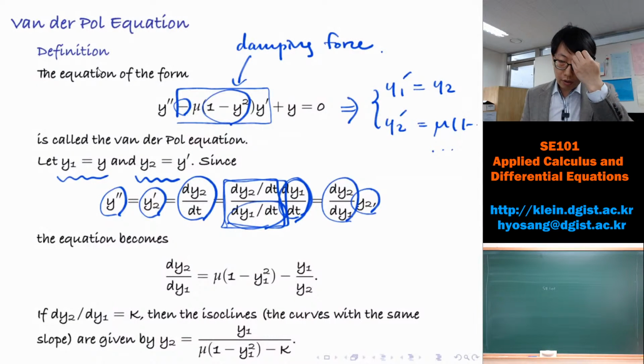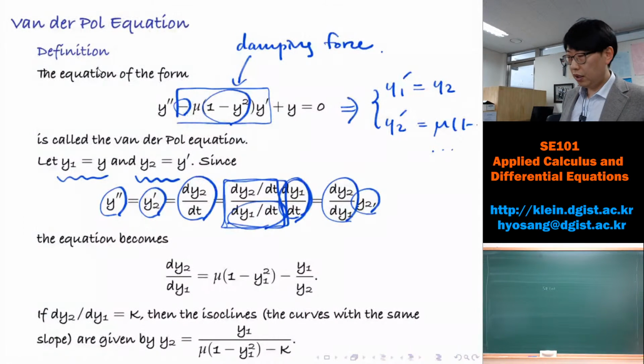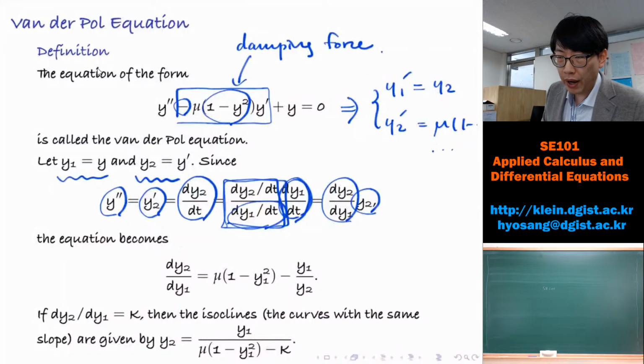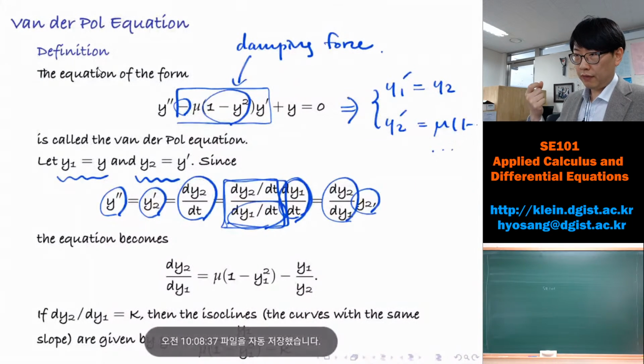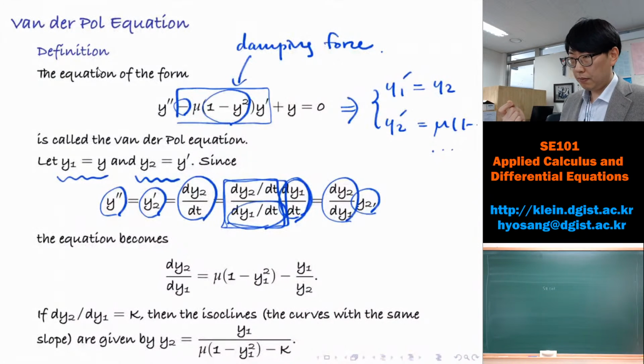So you might wonder, what's the meaning of derivative of y2 in terms of y1? Because y2 and y1 come from the same function y, right? In this case, we are considering y1 and y2 as separate variables. Although y2 is a derivative of y1, and derivative means that it measures the velocity of the movement, right?